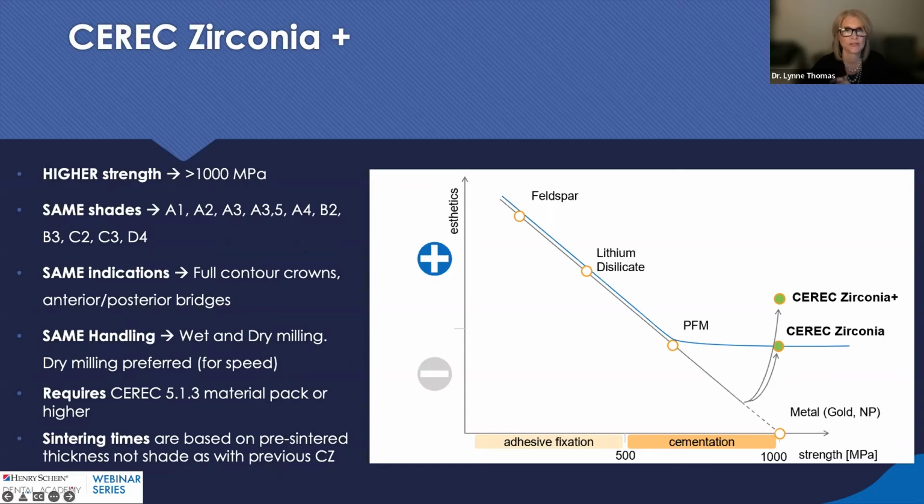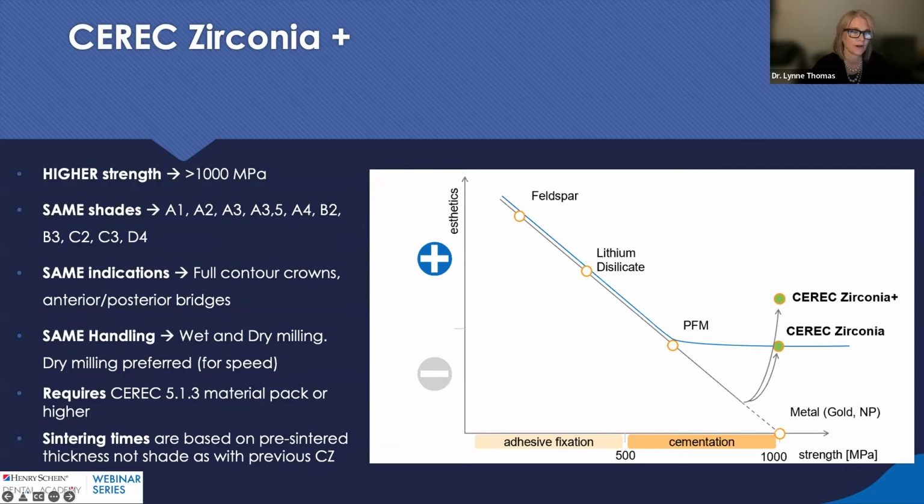Same indications. You're going to use it for full contour crowns or bridges. You can do multi-pontic bridges with this material as long as it's a long enough block. And you can do wet or dry milling. That's a very big feature with the zirconia block. Dry milling, of course, is preferred, and that's only with regards to speed. But if you do not have dry milling available to you, you can wet mill it. And we'll talk about what you need to take into consideration if you desire to do that.